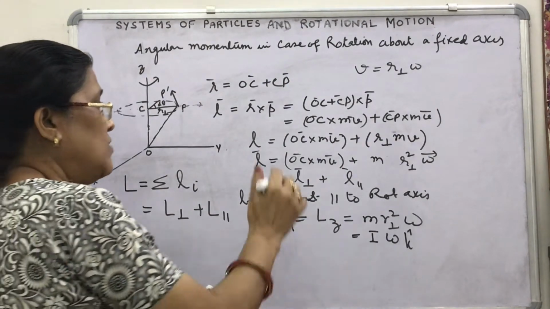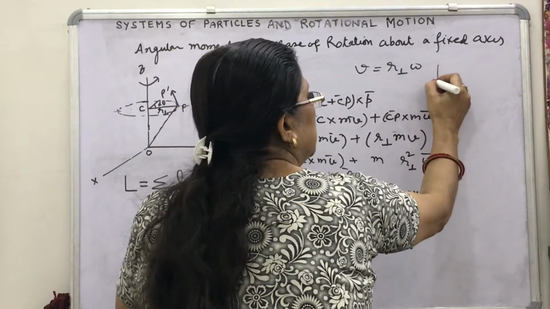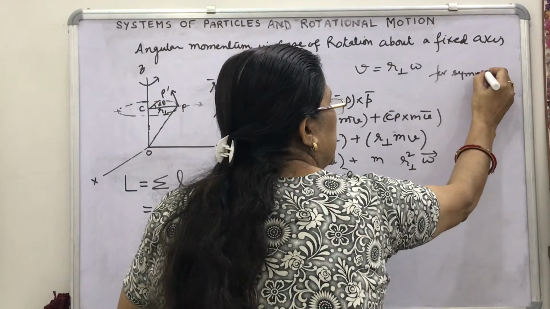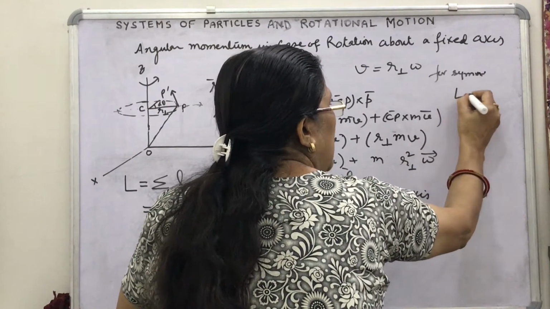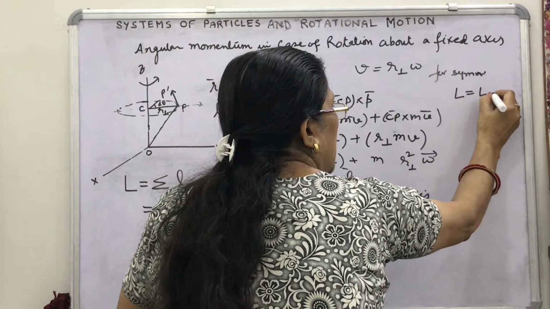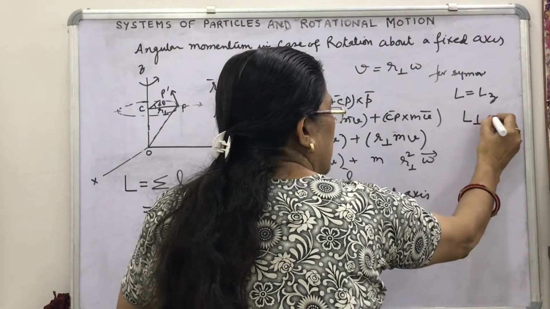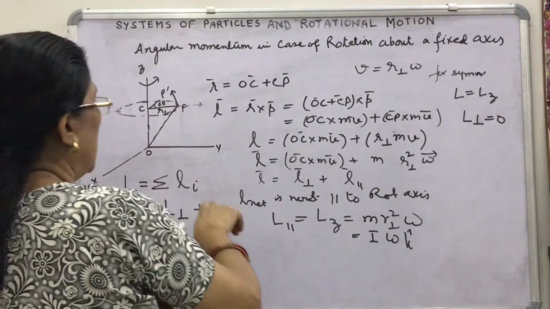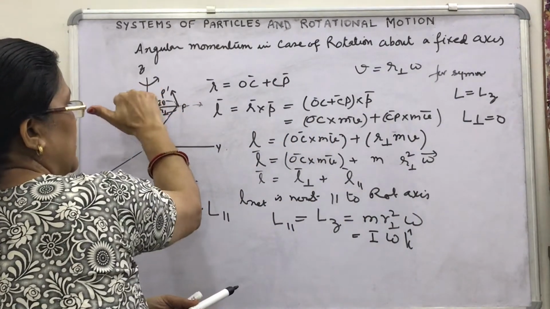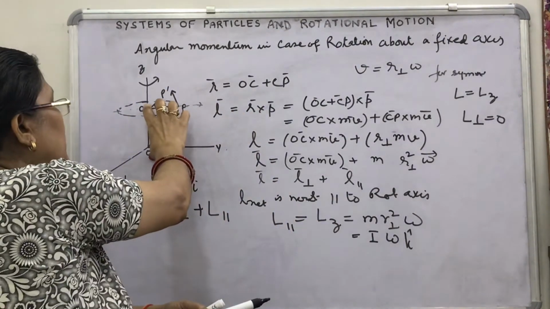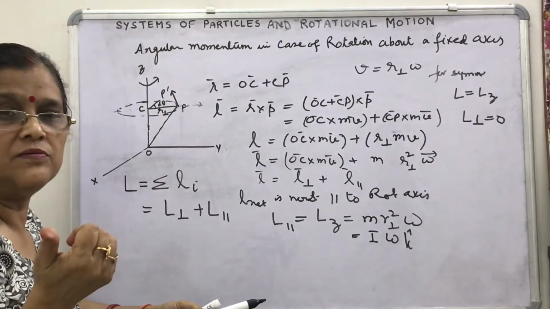What happens for symmetrical objects? For the symmetrical axis, you can say L equals Lz only, that is, L perpendicular is 0. I have shown just this and this for one particle. Then for all the particles, angular momentum about OC will be 0.